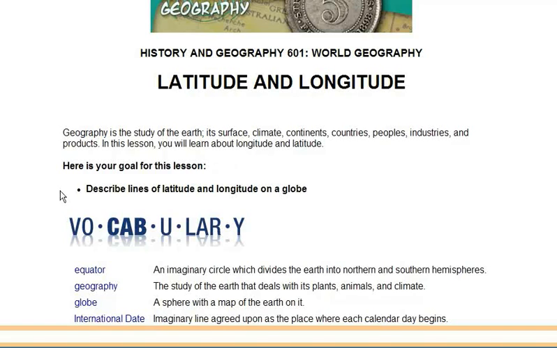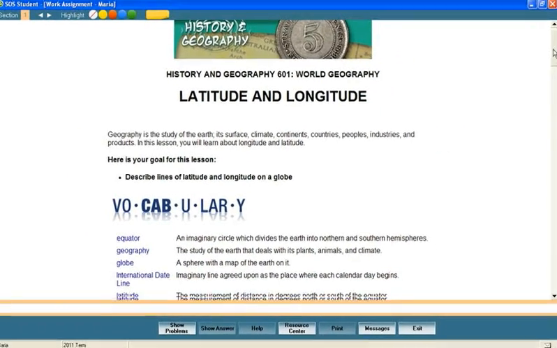These goals indicate the specific objectives for the lesson, helping students stay focused on important lesson content and providing parents with an effective way to measure mastery of lesson content. The goal for this lesson is describe lines of latitude and longitude on a globe.